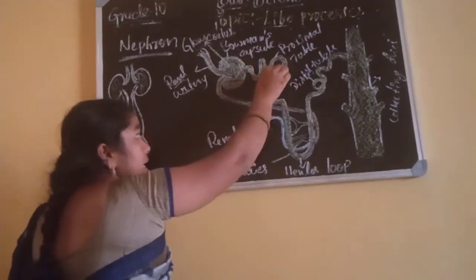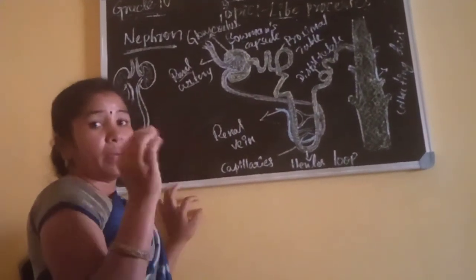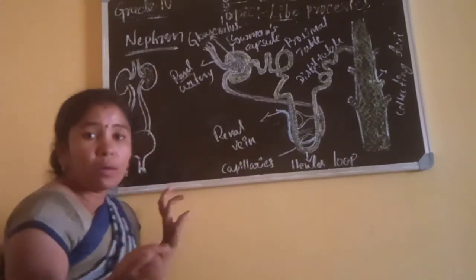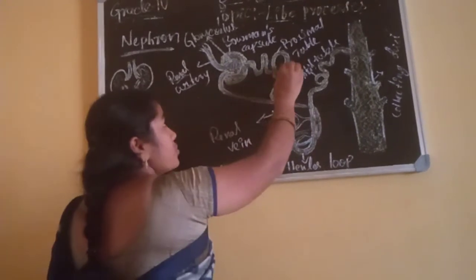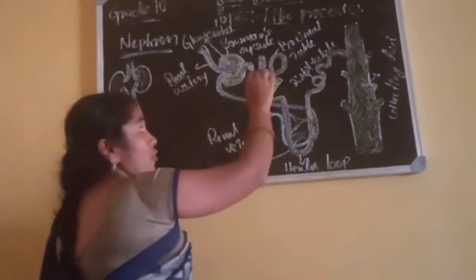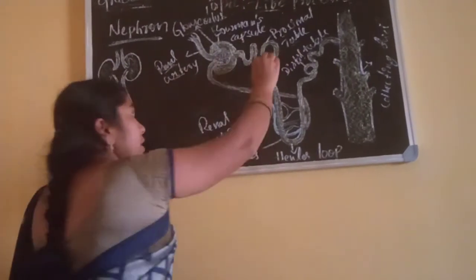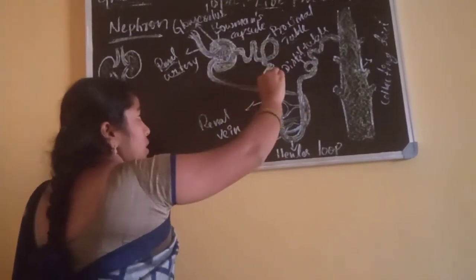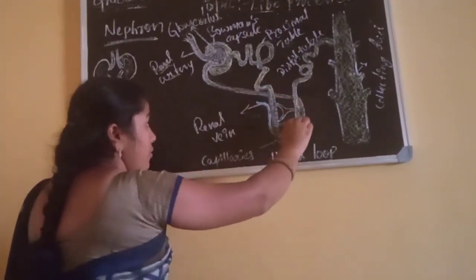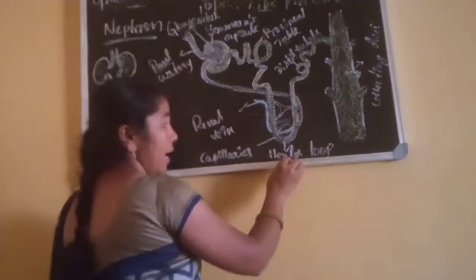Here glucose, amino acids, salts, some other substances and some amount of water will be selectively reabsorbed by the proximal tubule. Then unwanted materials leave and are added to the urine. That urine again moves along that tube. Again it enters the Henle's loop. Here the excess water will be absorbed. Where? In the Henle's loop.